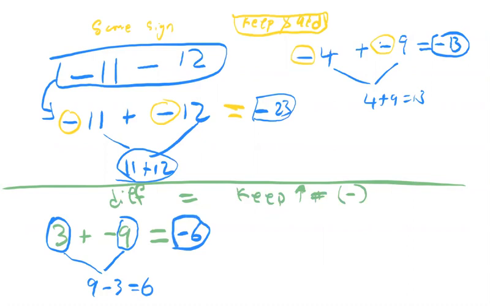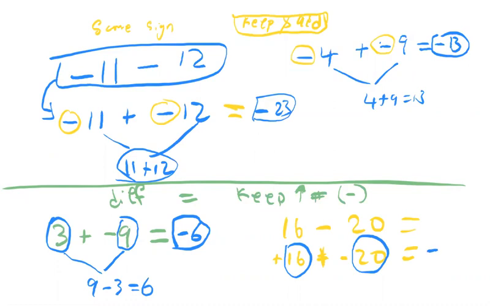One more. 16 minus 20. Remember, this is the same as positive 16 plus negative 20. It's the same thing. Okay, so the signs are different. Which number is larger? We have 16, we have 20. 20 is larger. What's the sign of 20? Negative sign. What do we do with the numbers? 20 minus 16, which is 4. So the answer is negative 4.